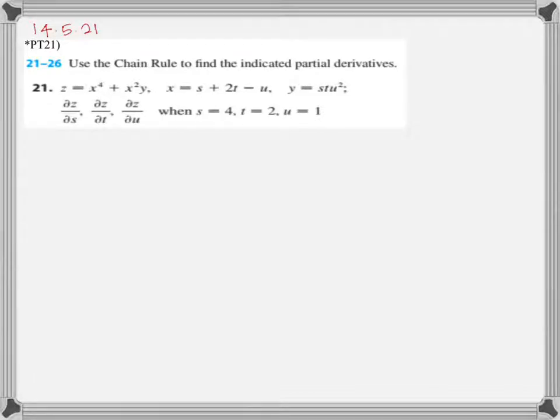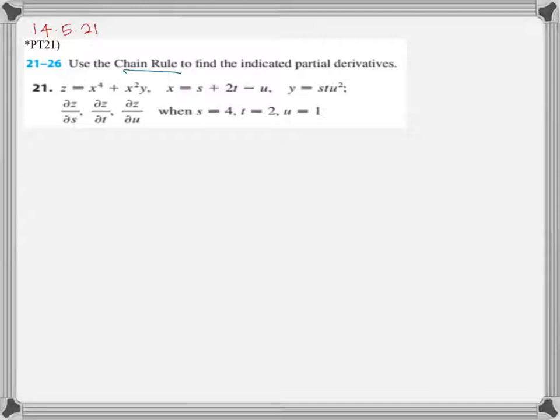Hi, in this video, I will be showing you problem number 21 of chapter 14, section 5. Use the chain rule to find the indicated partial derivatives. z equals x to the power of 4 plus x squared y, and x equals s plus 2t minus u, and y equals s t u squared. Find ∂z/∂s, ∂z/∂t, and the partial derivative of z with respect to u, when s equals 4, t equals 2, and u equals 1.